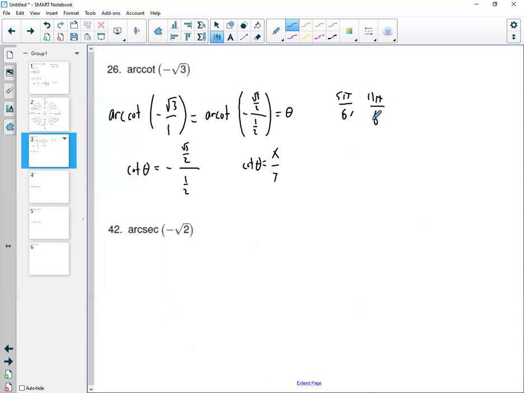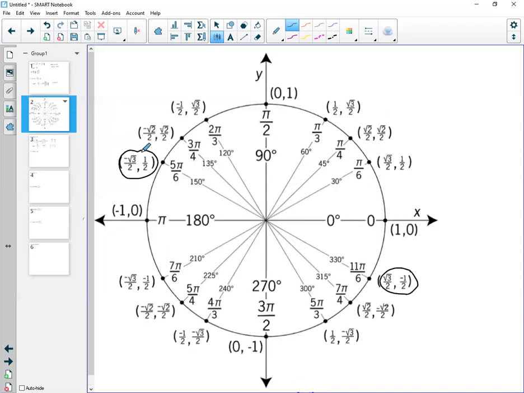But I can't choose either one of these because it has to be between -π/2 and π/2. So 5π/6 is way outside my realm. It's got to be somewhere here, right? So this is the guy that I pick. But I can't call him 11π/6. I got to call it -π/6.